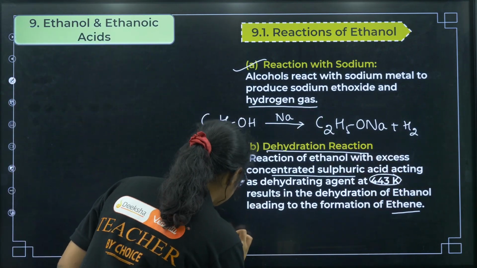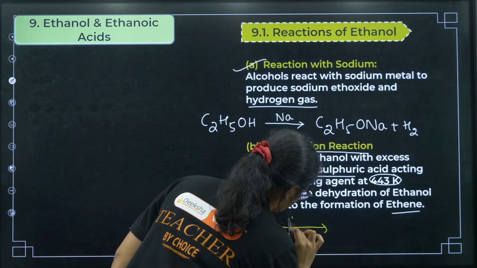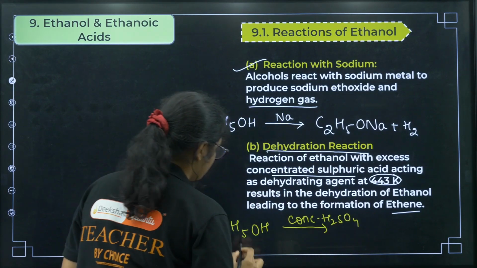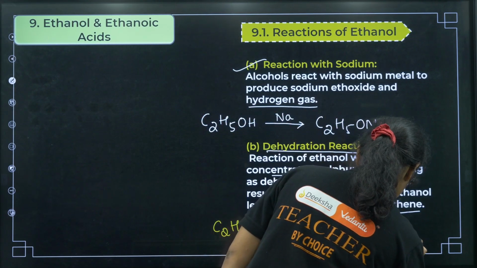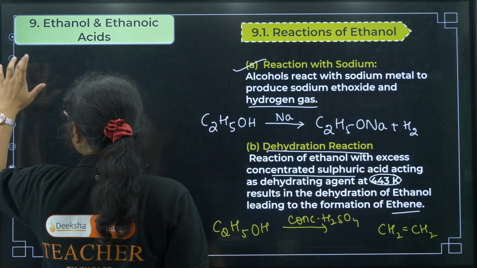Next is dehydration. If you have C2H5OH plus concentrated H2SO4, then you will get CH2=CH2.